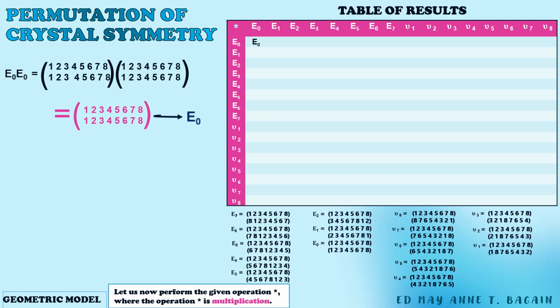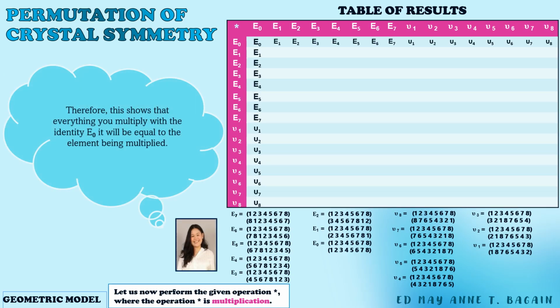It will still be e sub 0 because anything that you multiply by e sub 0 will still be the same answer, or the result will still be the number that you are multiplying. That's why do nothing times do nothing is do nothing. That's why still e sub 0. Therefore, this shows that anything you multiply with the identity, our identity here is e sub 0, will be equal to the element being multiplied.